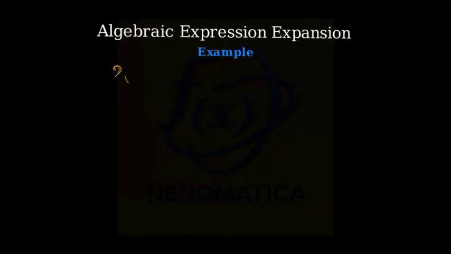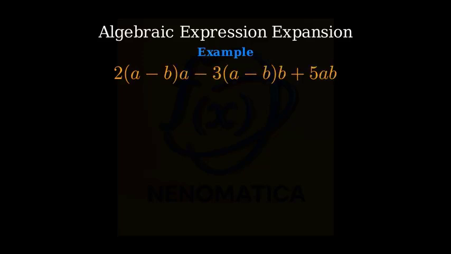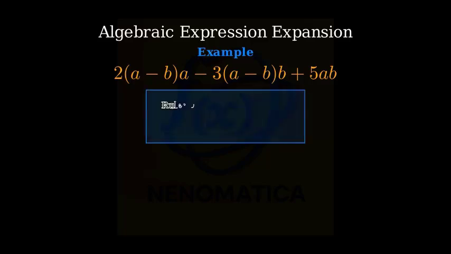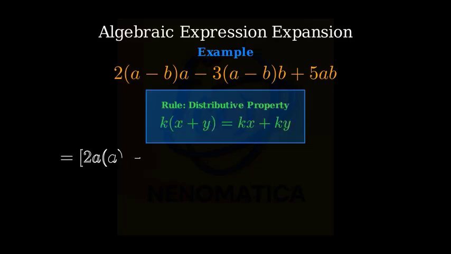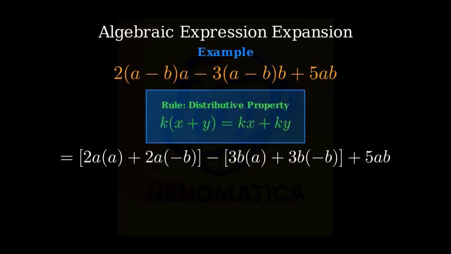We have the expression 2 times (a minus b) times a, minus 3 times (a minus b) times b, plus 5ab. The first step is to apply the distributive property to expand the expression. We'll start by distributing 2 times a and negative b on the left, and then distributing 3 times a and negative b on the right.